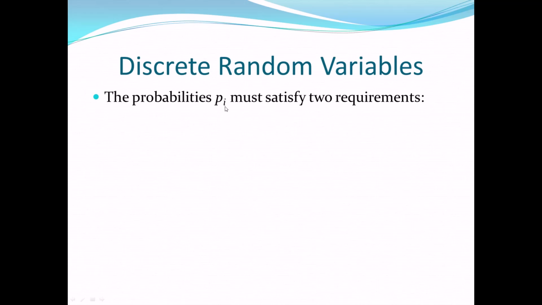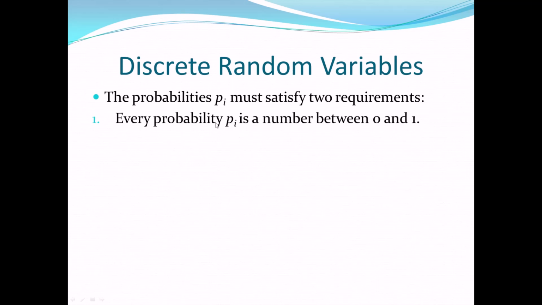So anytime you see something like this with a little subscript i, it just means the individual probabilities. So in a discrete random variable, each individual probability must satisfy 2 requirements. The first being that each individual probability is a number between 0 and 1. Okay, we get that. Probabilities are between 0 and 1. And if we have a complete probability distribution, the sum of all of those individual p sub i's, or individual probabilities, should also equal 1.